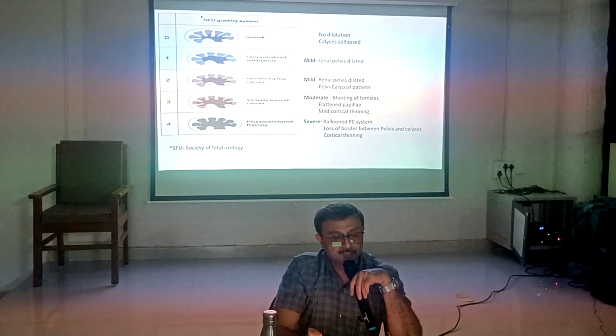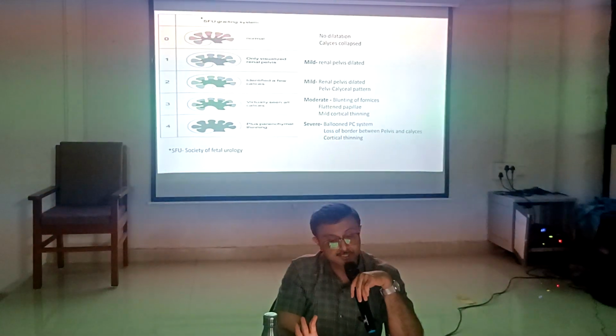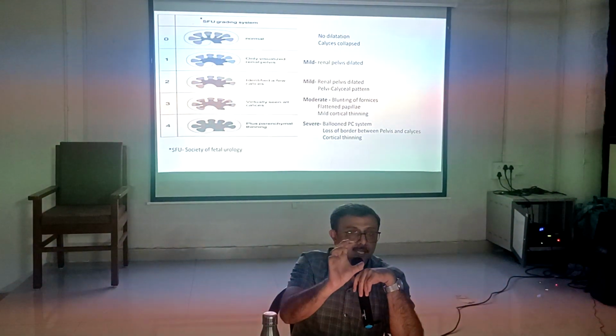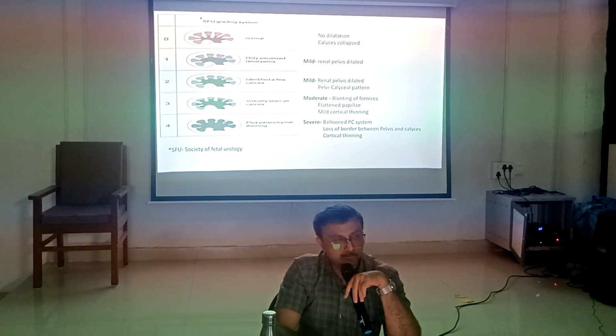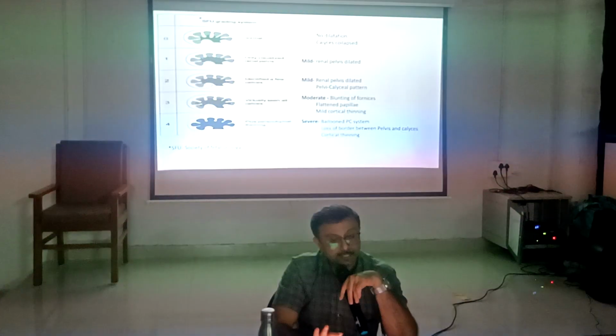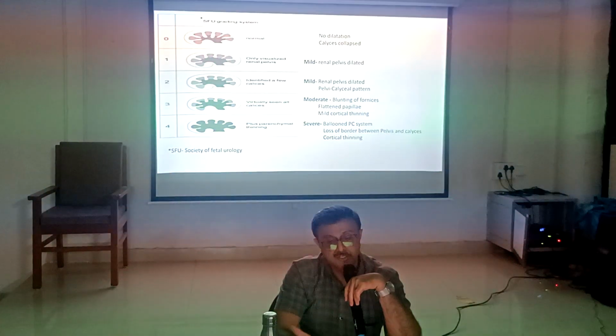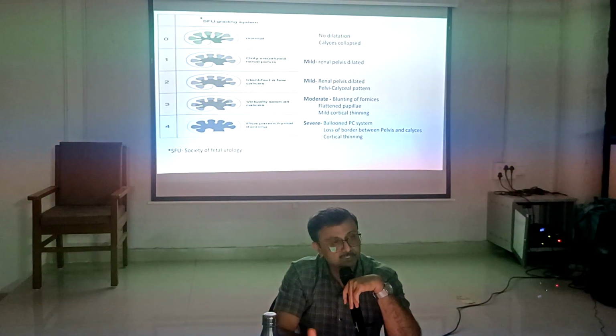Identified a few calyces, virtually all calyces, and then the pelvis is visible. Then the calyx is dilated, so the renal pelvis is dilated, with a pelvic pattern, blunting of fornices, lateral papilla, ballooning of the PC system, severe.